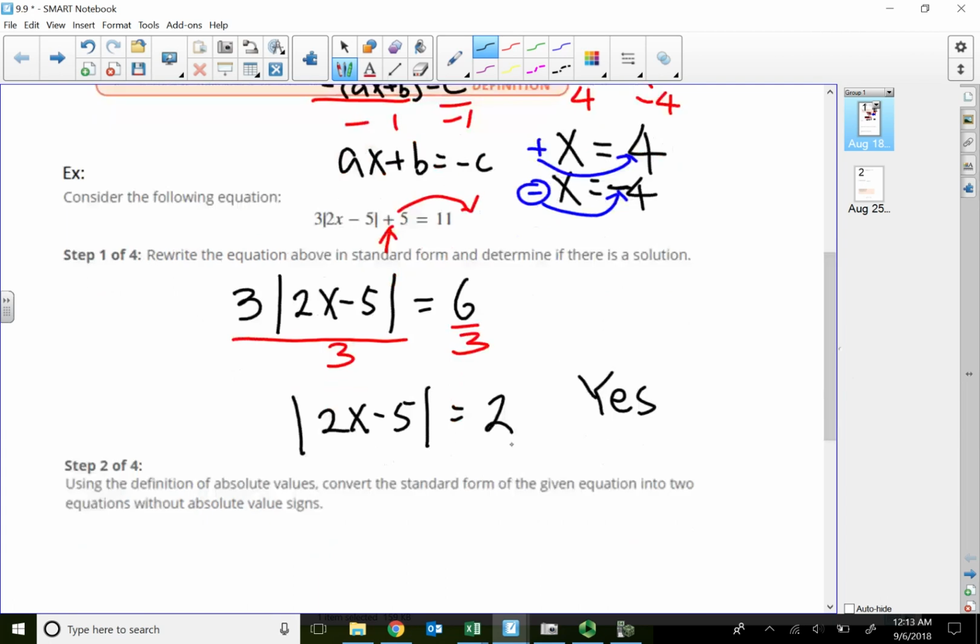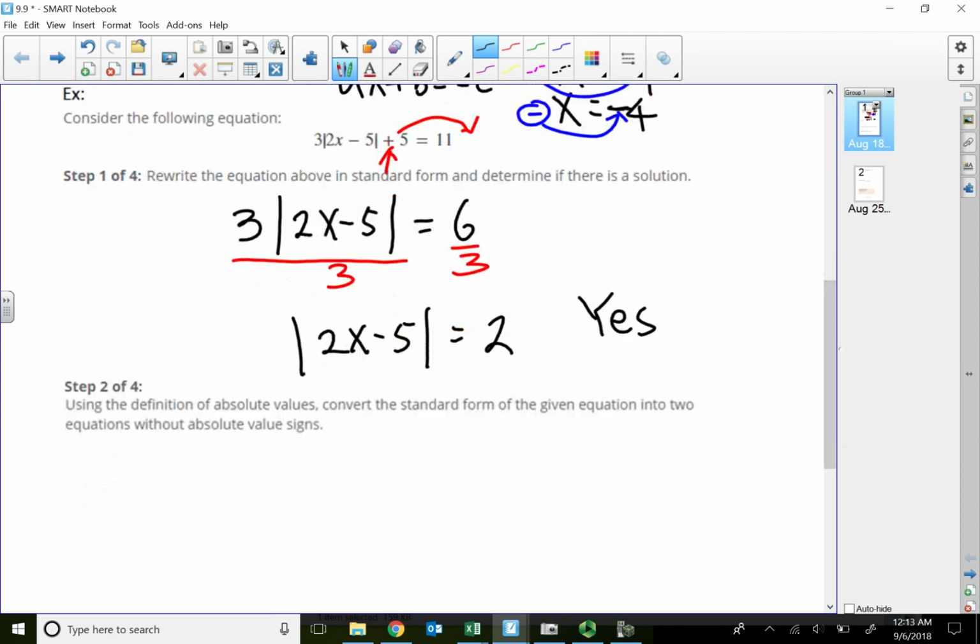So I only look at this number on the right side of the equal sign after I isolate the absolute value term. Now use the definition of absolute value to convert the standard form of the given equation into two equations without the absolute value signs. So that means I will take whatever I have inside the absolute value, set it equal to a positive 2 on the right side, or I will set whatever is inside the absolute value equal to a negative 2. Because one is positive on the right, the other one is negative.